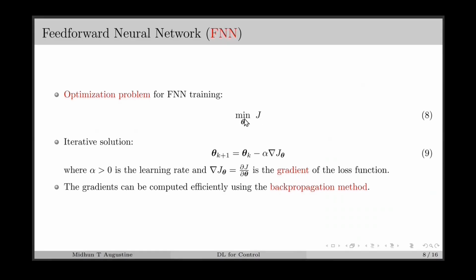This is a nonlinear programming problem for which we can obtain a solution by using various iterative methods, which start with an initial solution theta 0 and update the solution iteratively. We have theta k plus 1 equal to theta k minus alpha times gradient of the loss function with respect to theta. Alpha is a learning rate. Gradients can be computed efficiently using the backpropagation method, which is based on the chain rule of differentiation.